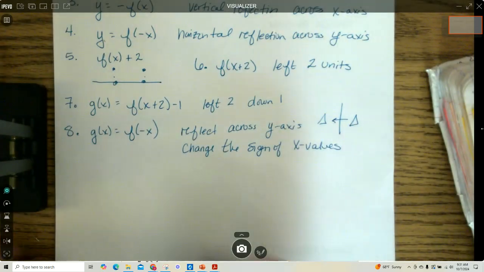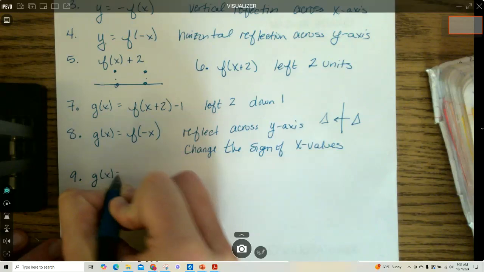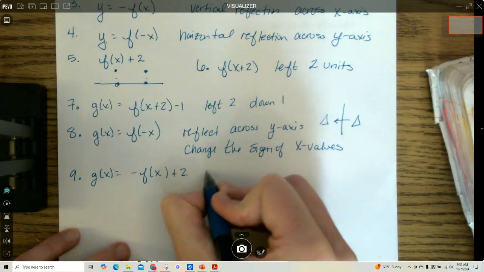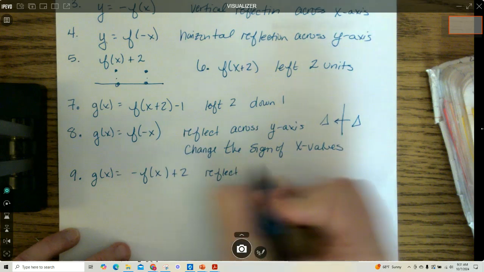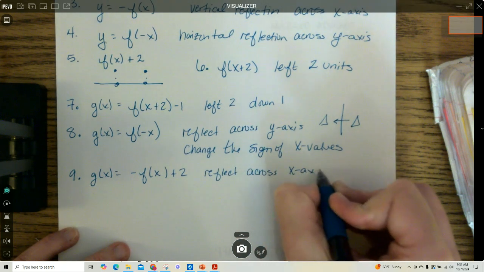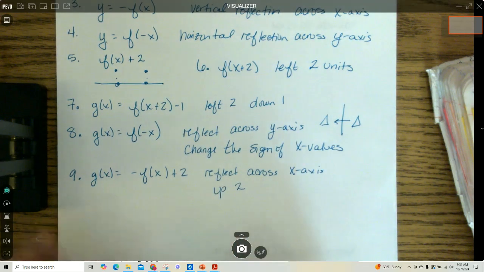Use the graph to graph function g of x equals negative f of x plus 2. So that's going to reflect across the x-axis, then you add 2, and then up 2. So it just goes in the order that the equation is. There's actually a specific order. I got to remember.